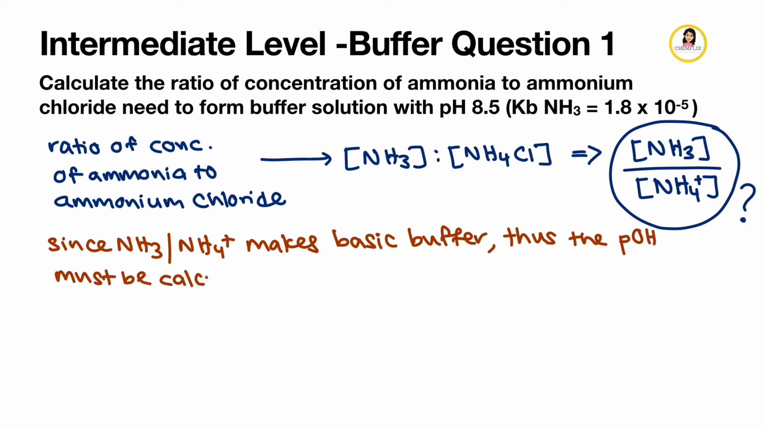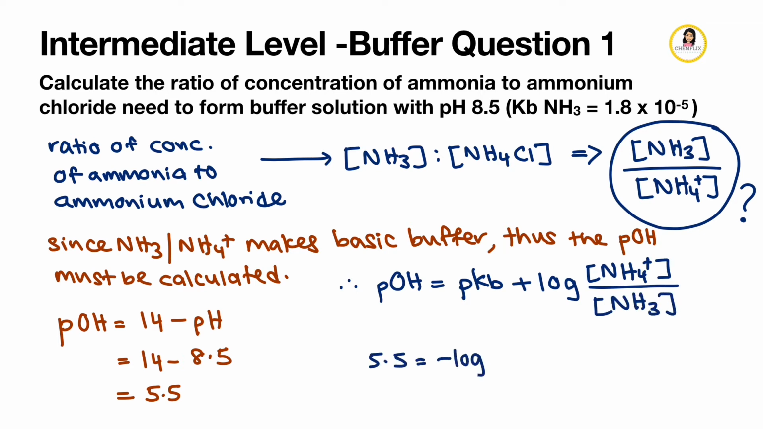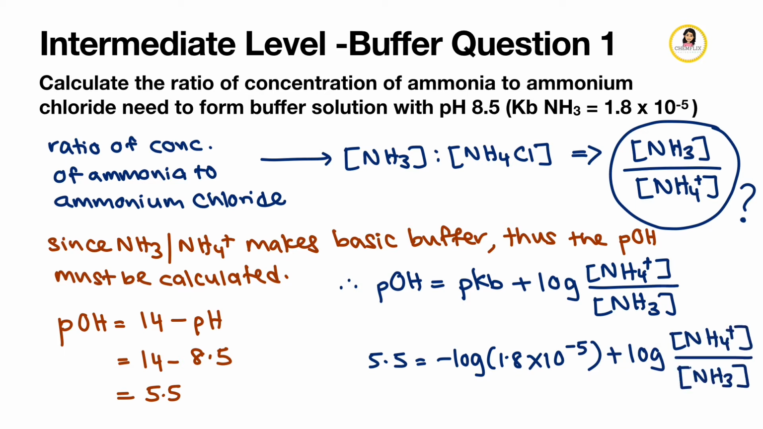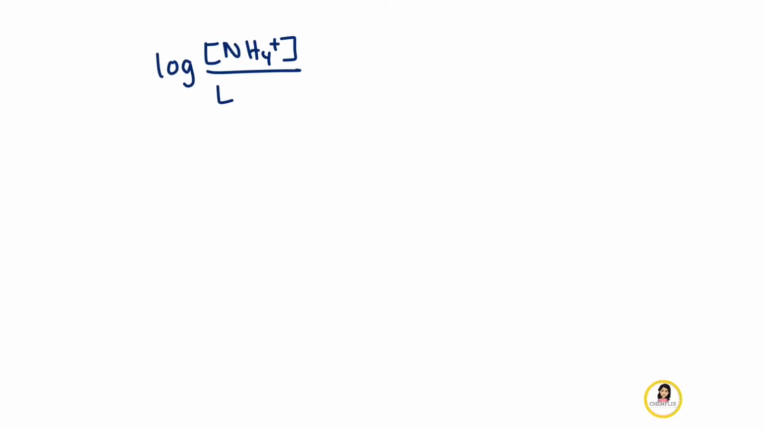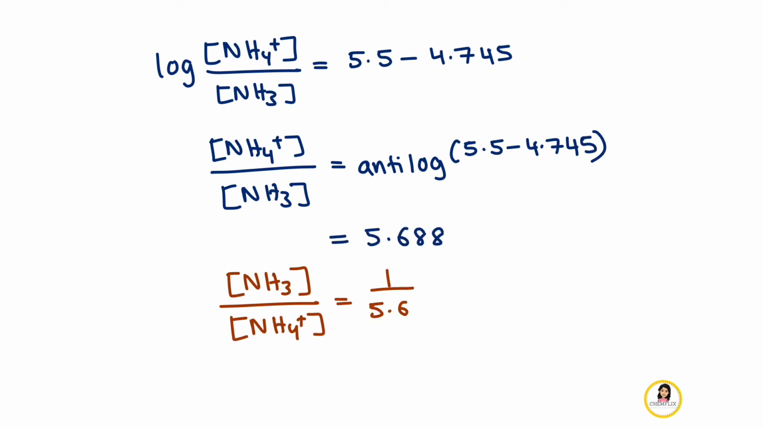Since ammonia and NH4+ make a basic buffer, pOH must be calculated as shown. Continue the calculation by substituting the corresponding values into the Henderson-Hasselbalch equation. And if you notice, the Henderson-Hasselbalch equation actually gives the ratio of conjugate acid concentration to base concentration. Since the question is asking for base concentration over conjugate acid concentration, do an inverse. And here's your answer.